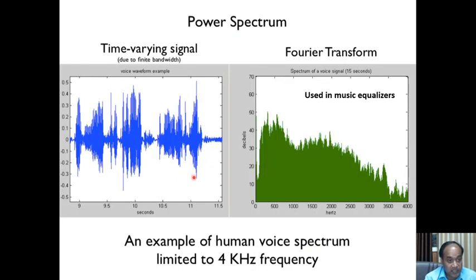Another application of Fourier transform you see in your daily life is in many of these music applications which you come across in your laptops or in your mobile phones, where you can tweak what you want to hear and what you don't want to hear. This is also a time varying signal, and you can Fourier transform and get a power spectrum. This is an example of a human voice spectrum. Then you can lower some part, you can increase some part, and that is also basically the Fourier transform.